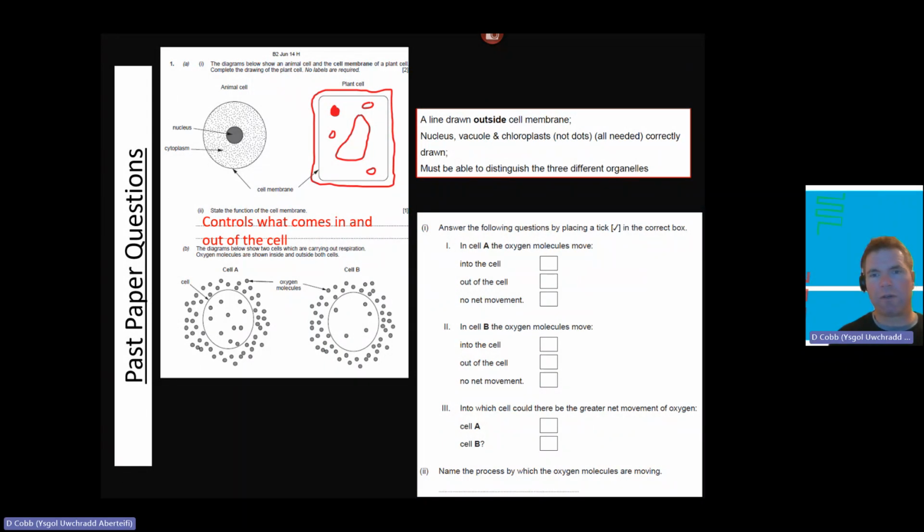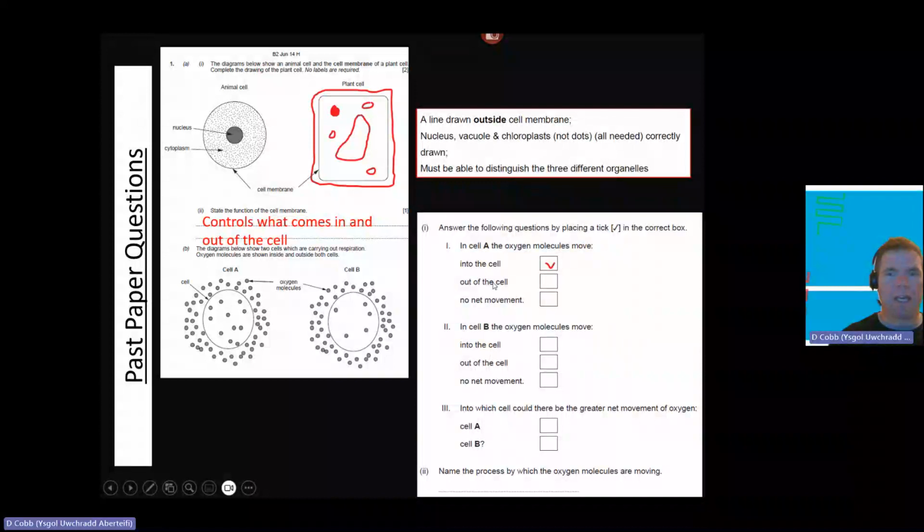Do they move into the cell, out of the cell, or is there no net movement? Net movement means overall movement. So that's going to have to be A because it goes into the cell. I've got a higher concentration outside. Cell B, I've still got the movement into the cell. It's a higher concentration outside. But in which direction would be the greater net movement?